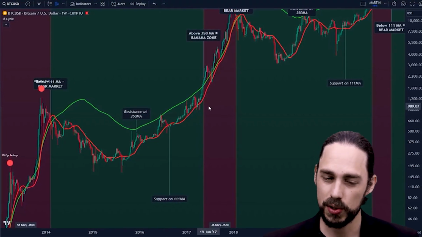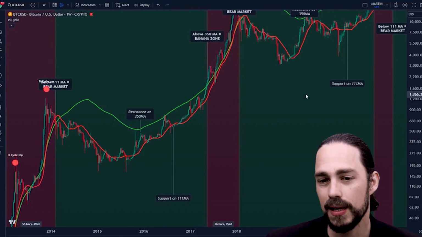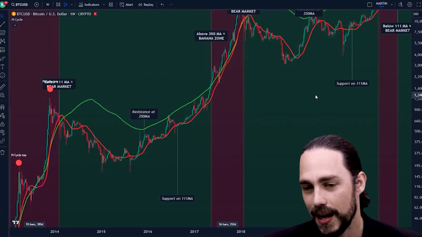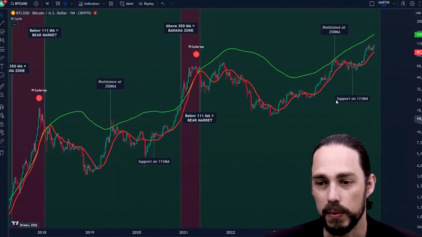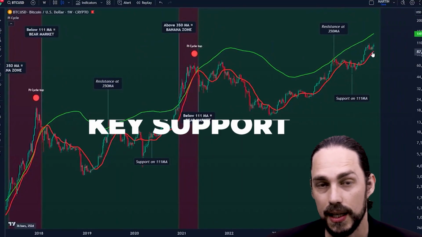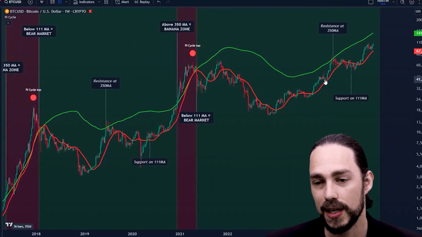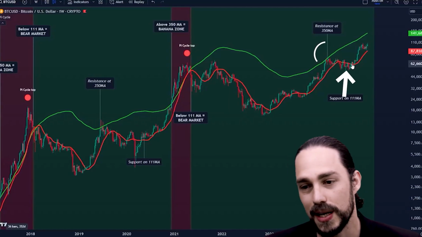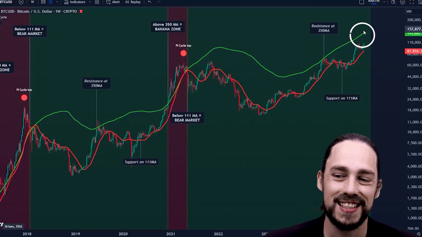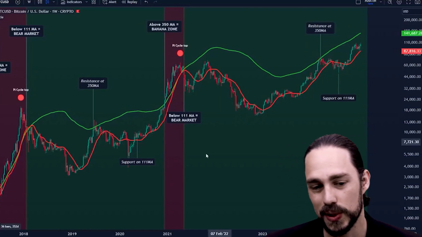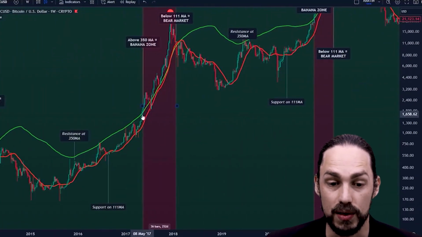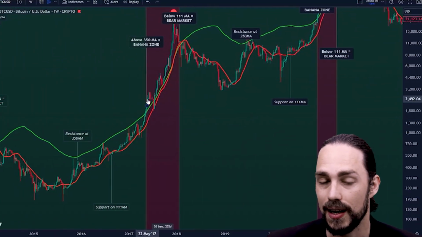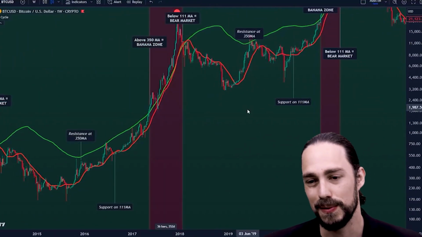So this is also something I'm looking out for, that we might be facing resistance at this green line in the future, where we start treating the red line as this key support. We have this bouncing, range-bound market, moving up to the green, coming back down to the red as support, moving up to the green as resistance, and moving back down to the red as support, until we build enough momentum to finally break past the green line and enter the banana zone.